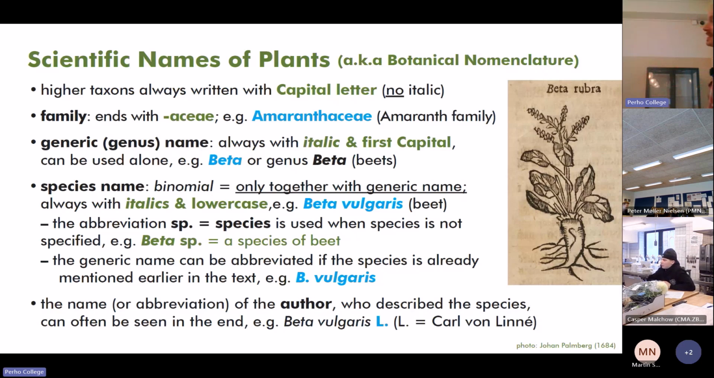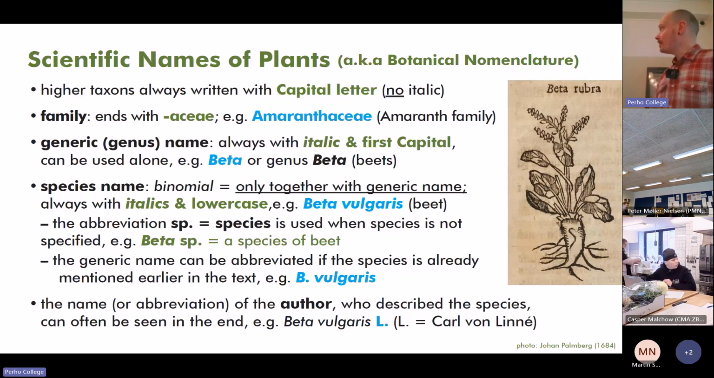Yeah, the family always ends with -aceae. For example, Amaranthaceae, which is the amaranth family. And here you can see how it's written with first capital letter, non-italic, and -aceae ending.